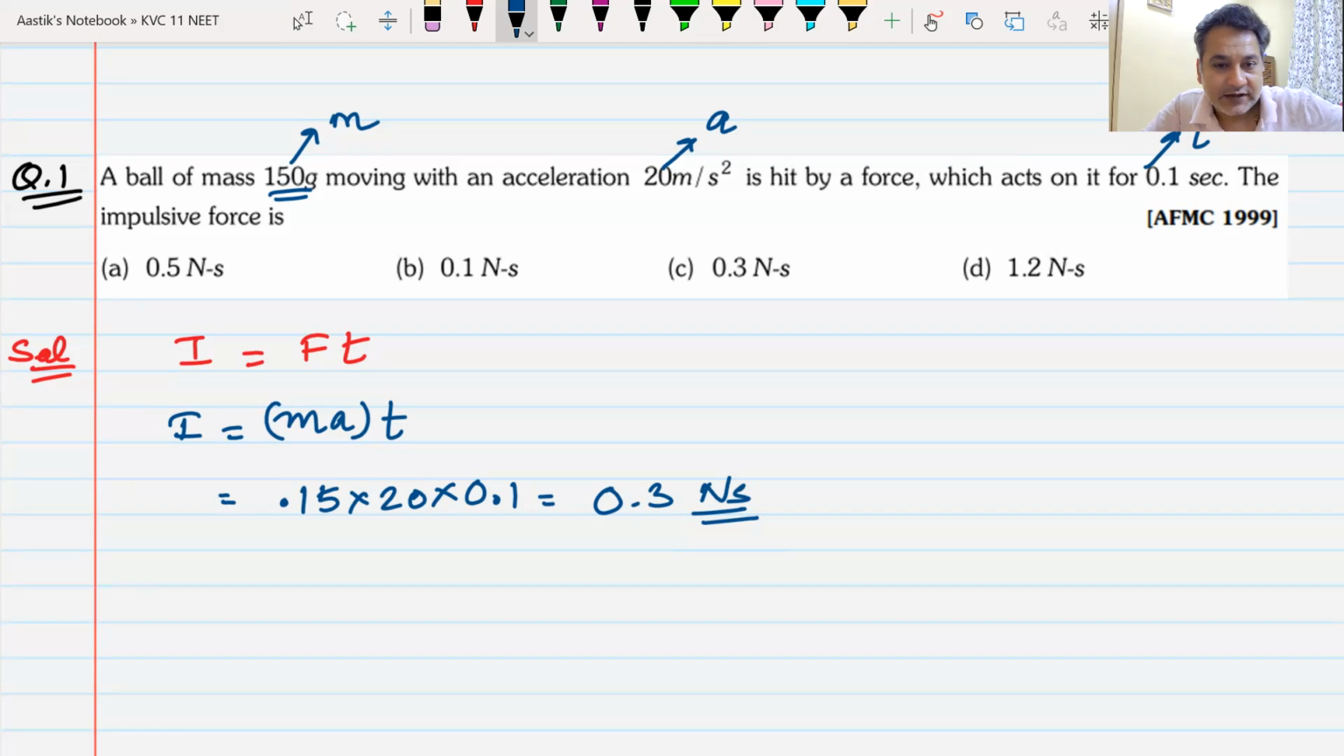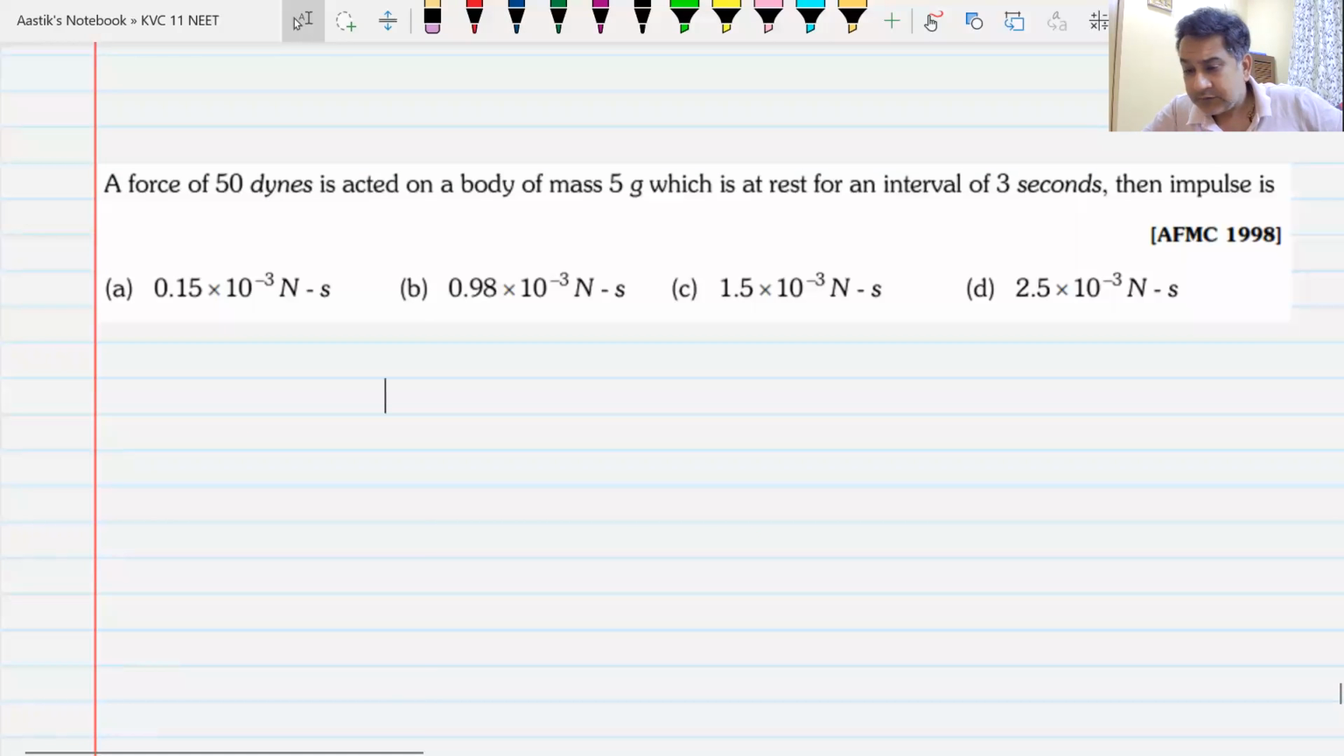Can I give you the next one again? Same questions have come many times in your exam. So that is why I'm doing this part here. Else I actually cover this impulse part in the chapter on center of mass. But for you guys, I'm doing it here.